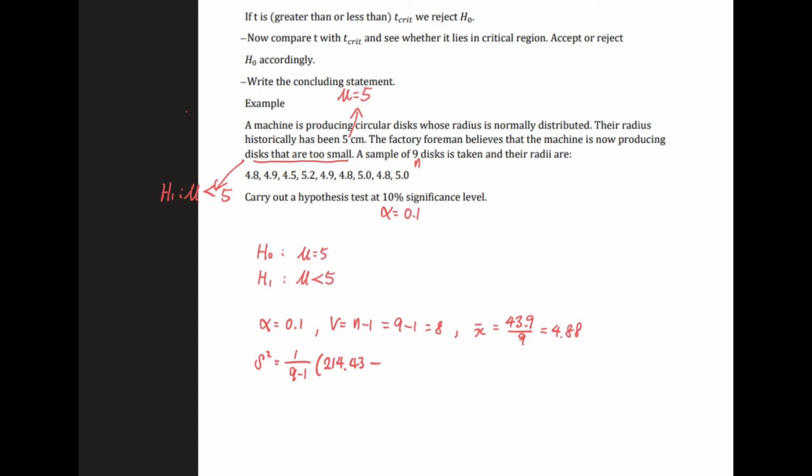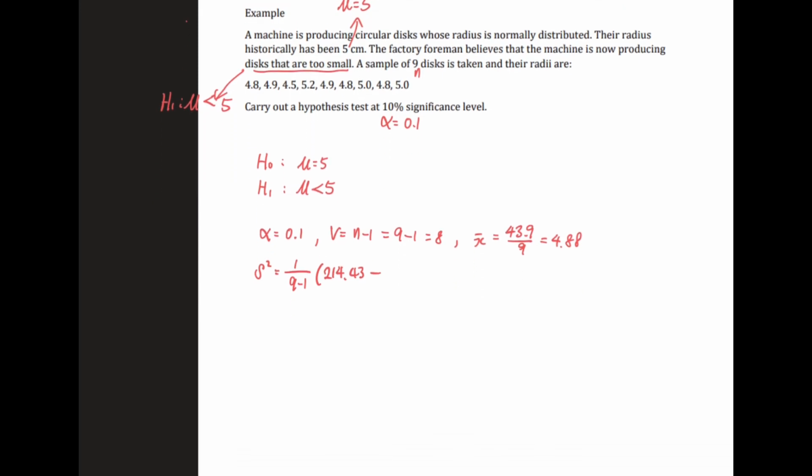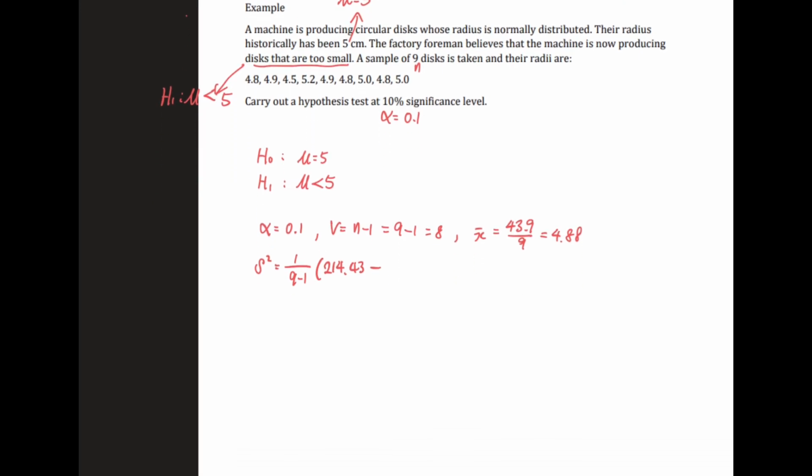Okay, so now come back to the s squared. Remember our s squared formula is s squared equal to 1 over n minus 1, times the sum of x squared minus the sum of x, to the power 2, over n. So I'm using this formula. Because of that, I know the sum of x is 43.9, squared over 9.